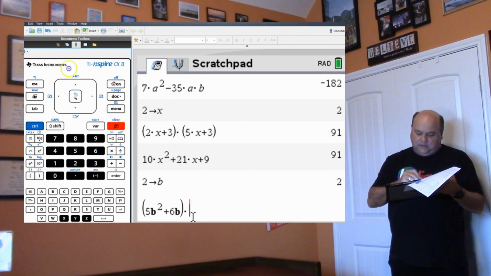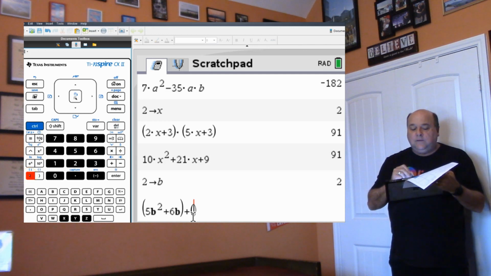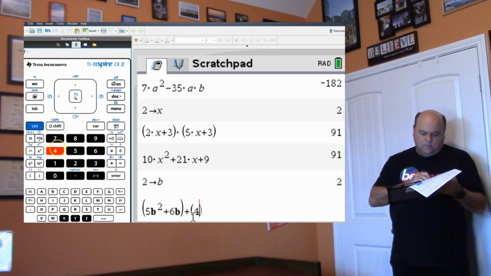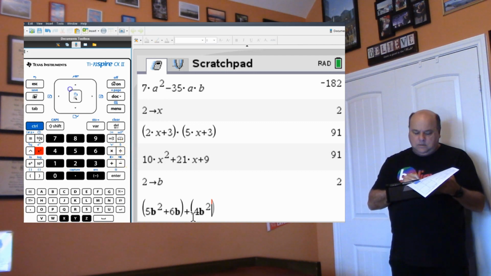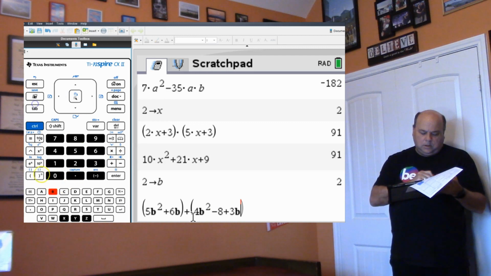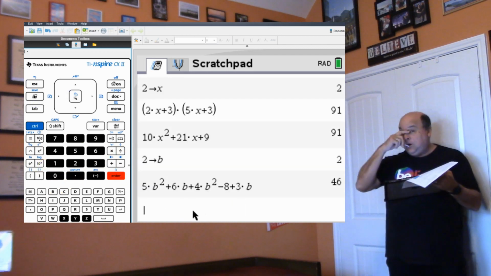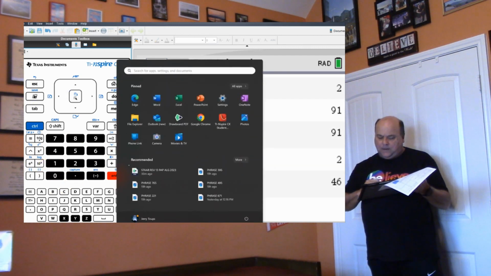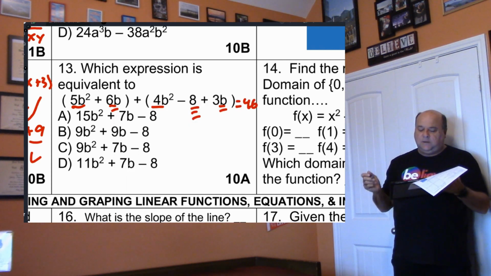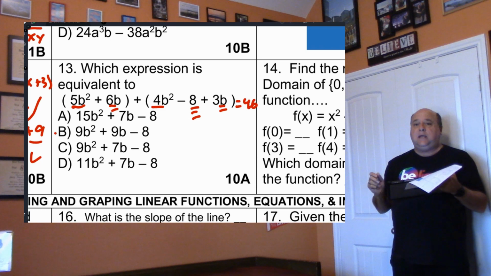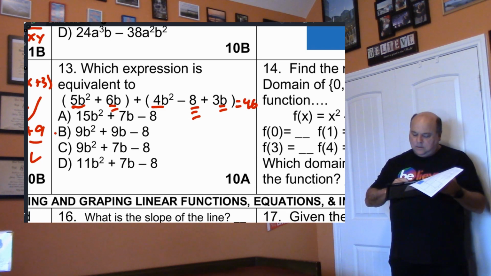Oh, I'm sorry, we're adding these. So plus parentheses, and then 4b squared, minus 8, and then plus 3b. Close the parentheses, hit enter, and you get 46, don't you? So go to your paper, hit 46. One of these is going to be 46, and we said it should be B. So let's type in B.